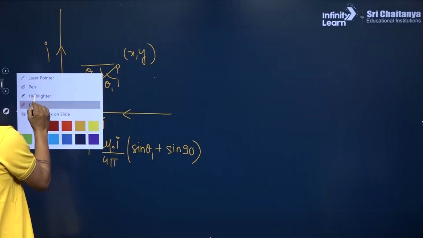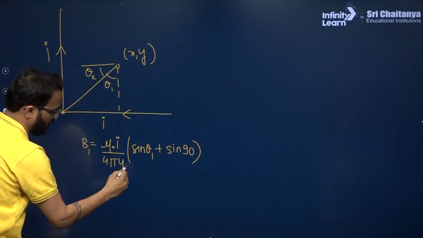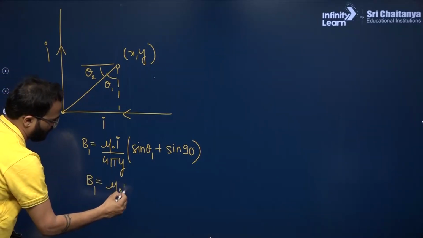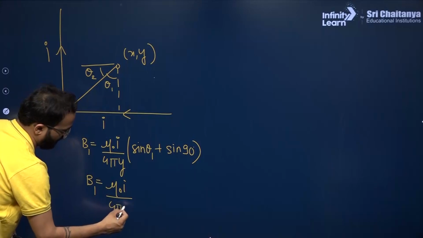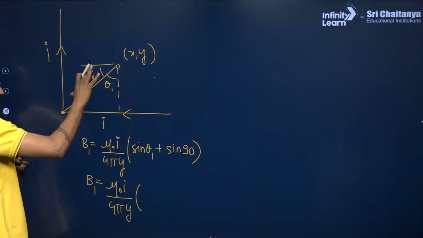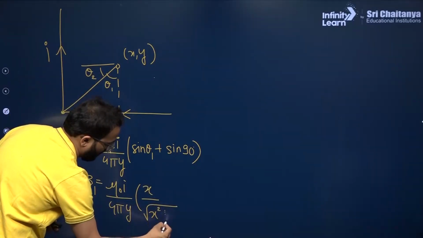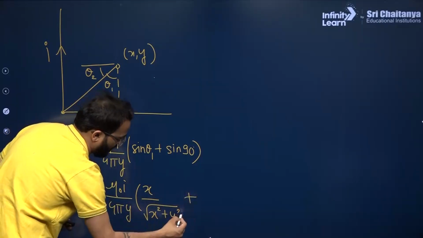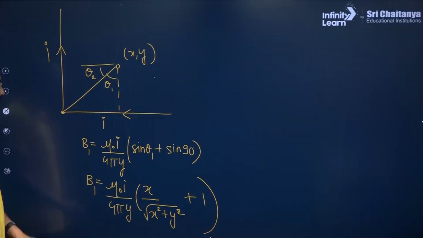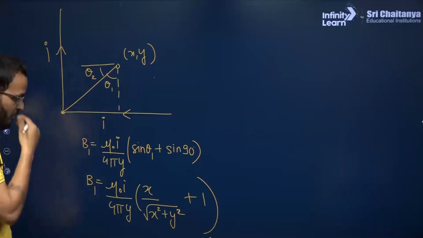And what will be d here? The perpendicular distance is what? This is y. And what is sine theta 1? So you will say mu naught I by 4 pi y into sine theta 1, which is x upon this distance, so x upon under root of x square plus y square, plus sine 90 is 1. So this is the answer, right? And where will be the direction? Direction will be inwards, minus k cap, no problem, right?